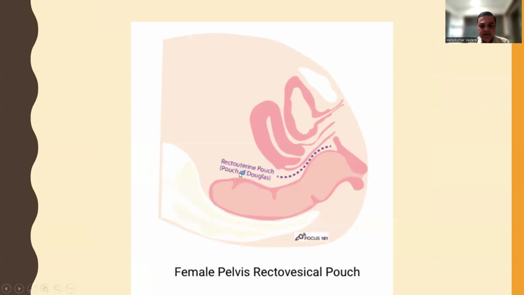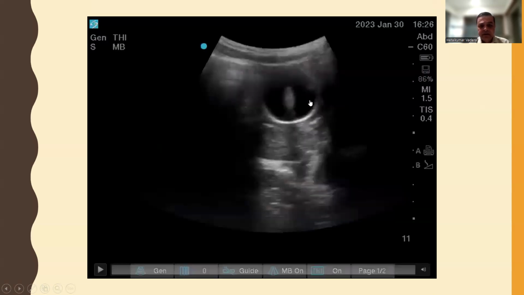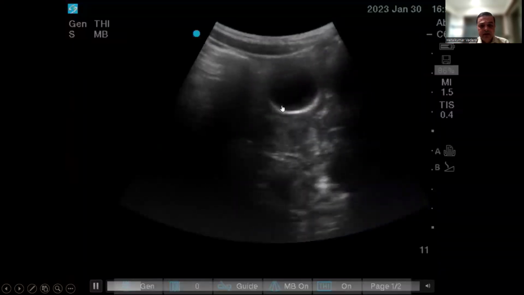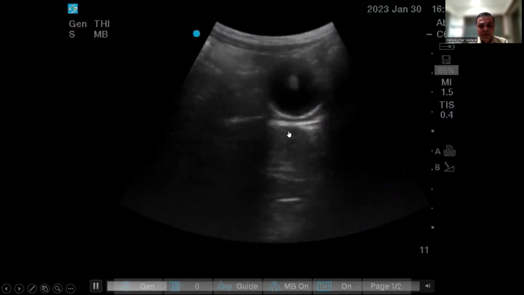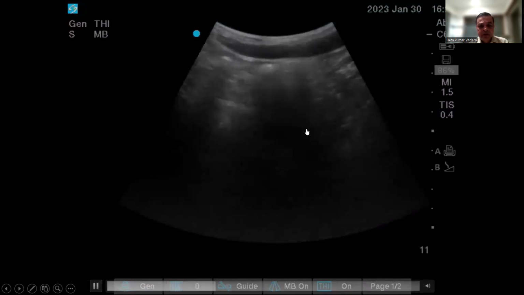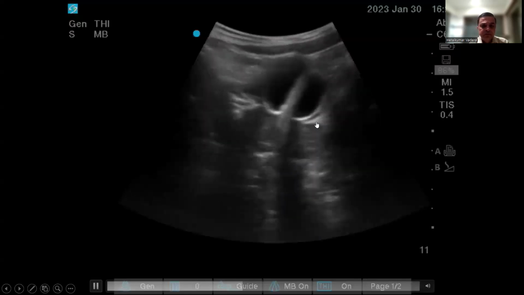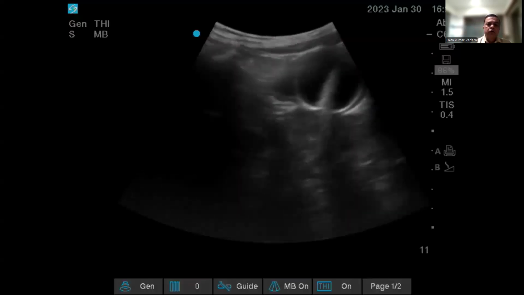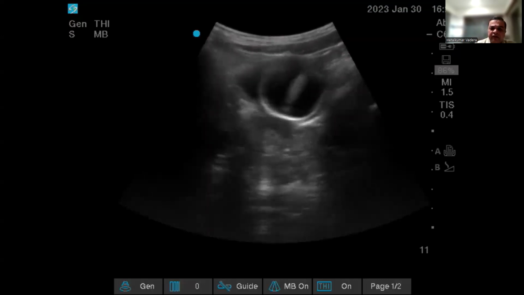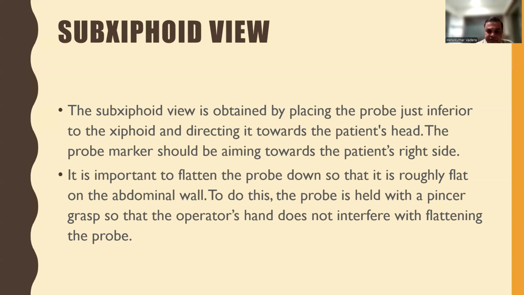This is again a female. This is the retrouterine pouch, or pouch of Douglas, the area where fluid gets collected. So here you can see this is the bladder, and you can see the catheter coming in. This is a male patient, so you will find fluid somewhere here. So you have to tilt the probe. You have to manipulate the probe to see the blood collection in this area.